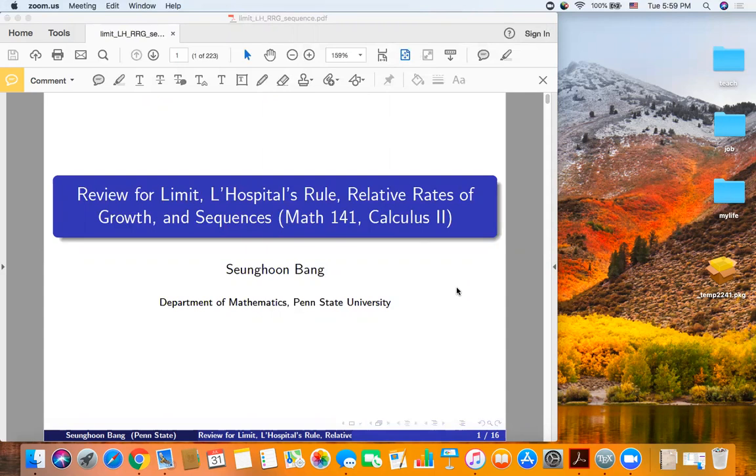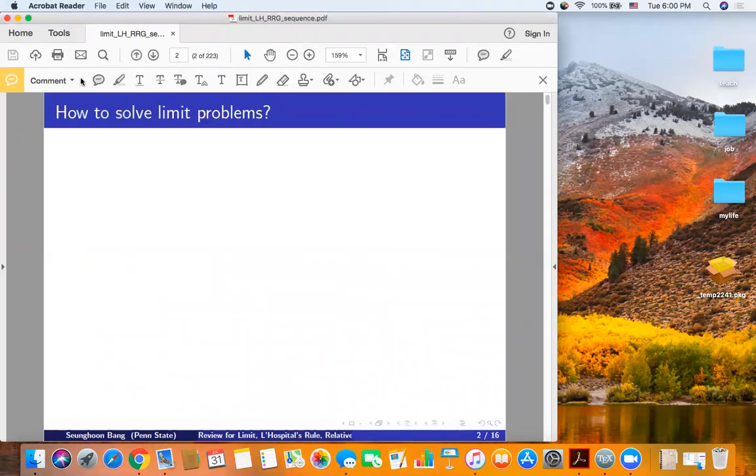Okay, today I want to talk about the review for limits, L'Hopital's rule, relative rates of growth, and sequences. So how to solve limit problems. First one, use the graphs. You need to memorize these graphs: the logarithmic graph, the exponential graph, and the inverse trig function graphs.